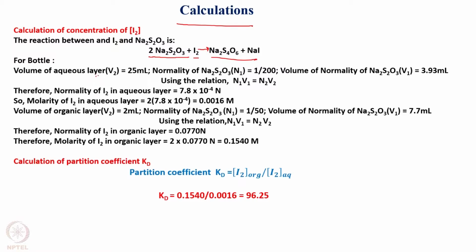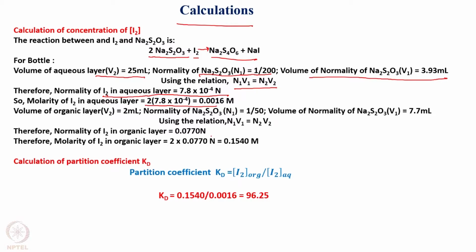The volume of aqueous layer which we took was 25 ml, and the normality of sodium thiosulfate solution was N/200, and the volume which was consumed was 3.93 ml. So using the normality equation, which is given by N1V1 equal to N2V2, the normality of iodine in the aqueous layer is obtained as 7.8 × 10^-4 normal. So the molarity of iodine in the aqueous layer is given by half the normality, which turns out to be 0.016.